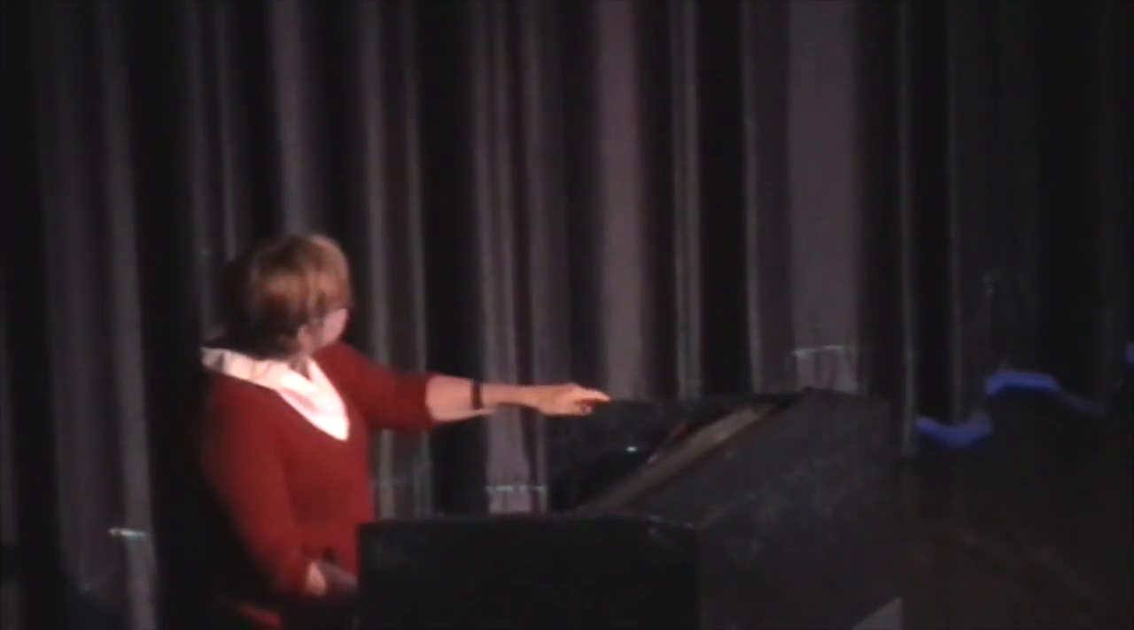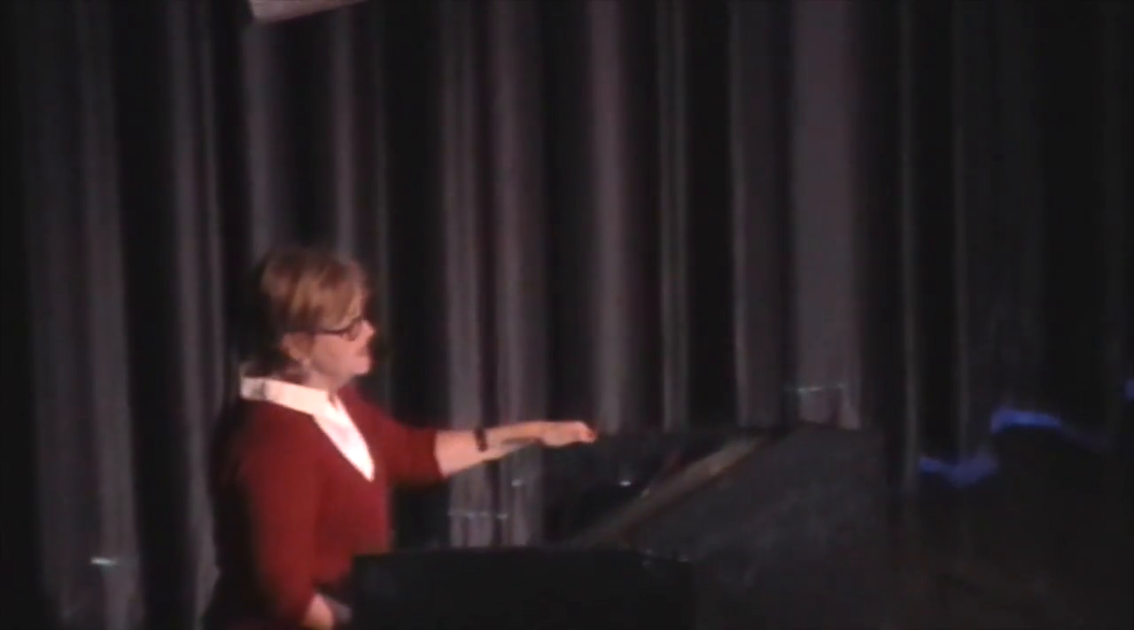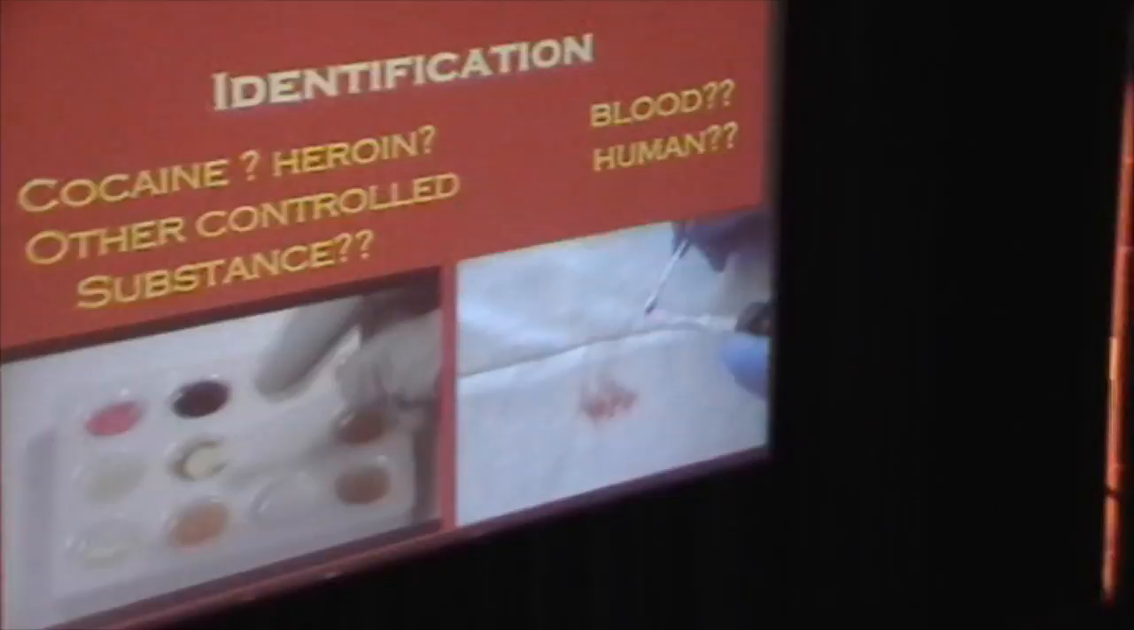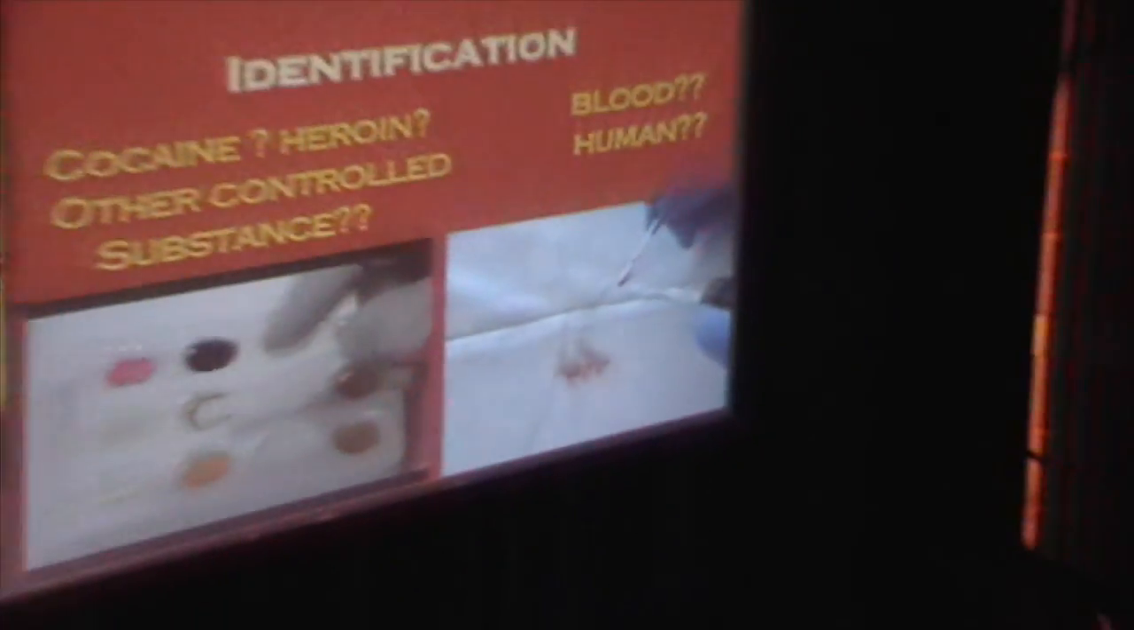And on the right is identification of blood. If we find something that looks like a blood-like substance, we don't know. It could be ketchup, it could be some kind of Tabasco sauce. There's actually some things that look very, very close to blood when they dry up.